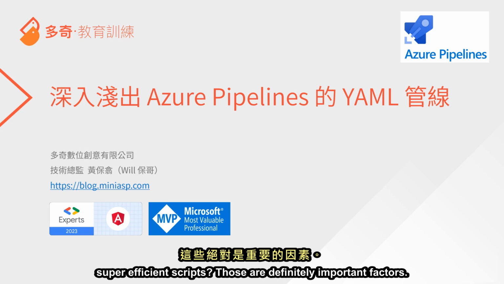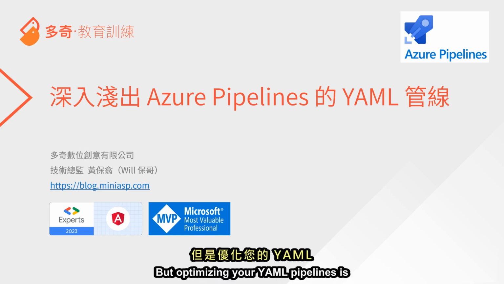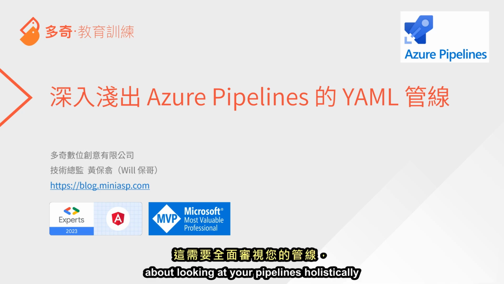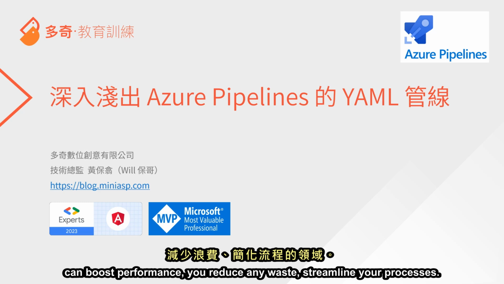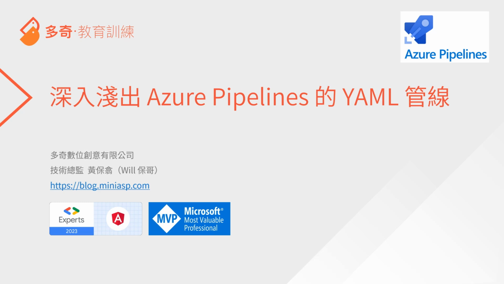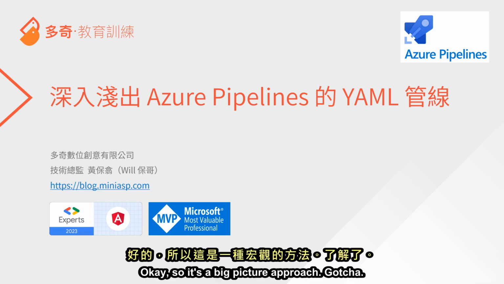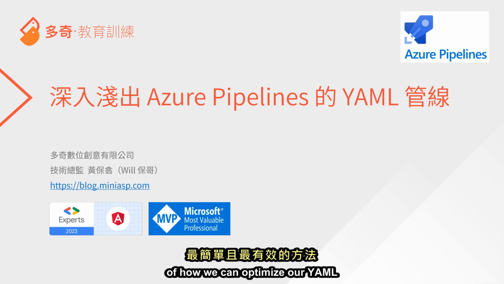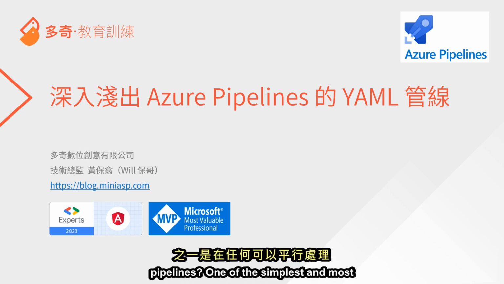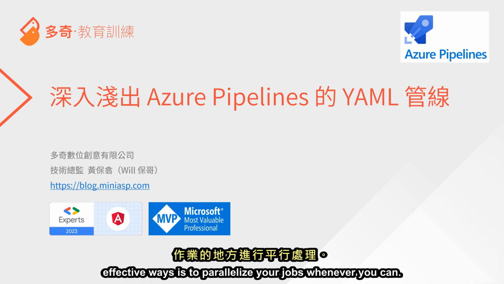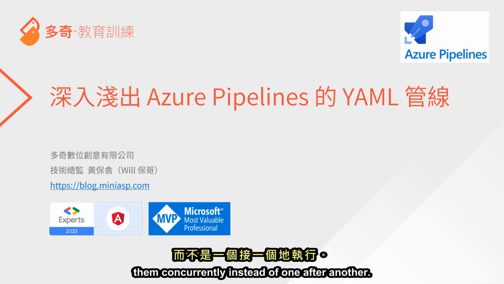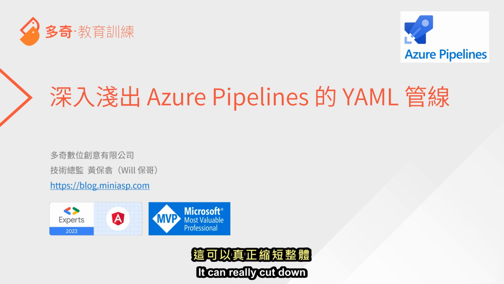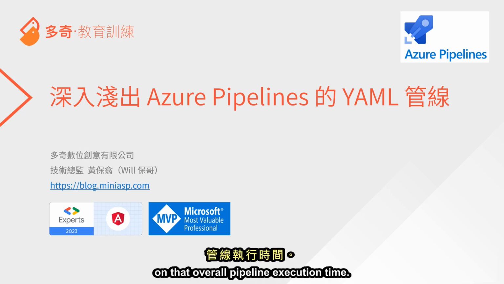Those are definitely important factors. But optimizing your YAML pipelines is kind of a multifaceted thing. It's about looking at your pipelines holistically and finding those areas where you can boost performance, reduce any waste, streamline your processes. Okay, so it's a big picture approach. Gotcha. Can you give me some concrete examples of how we can optimize our YAML pipelines? One of the simplest and most effective ways is to parallelize your jobs whenever you can. If you have multiple jobs that don't depend on each other, you can run them concurrently instead of one after another. It can really cut down on that overall pipeline execution time.